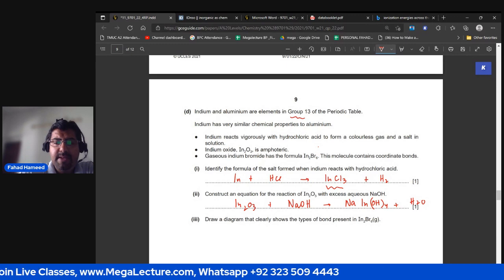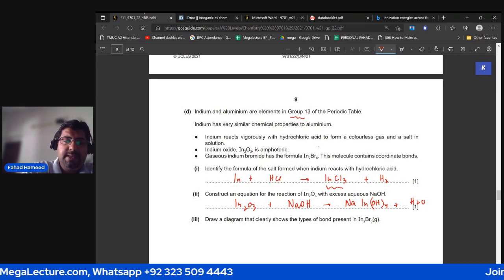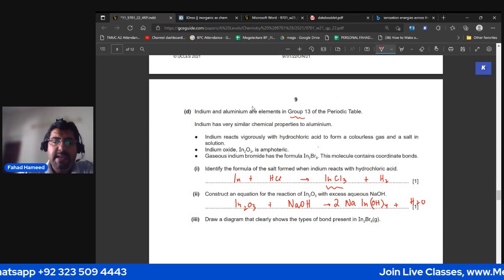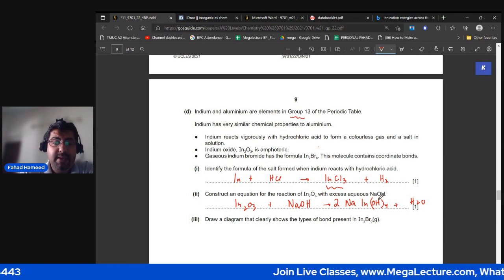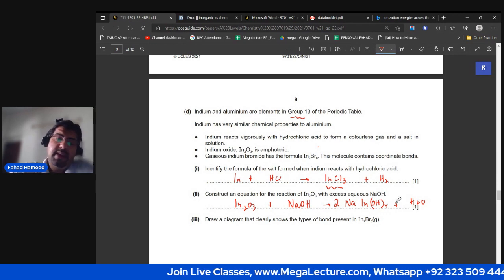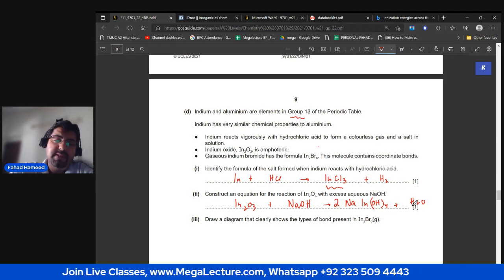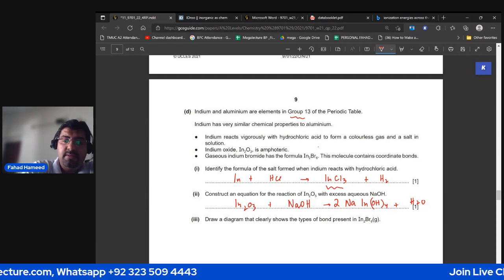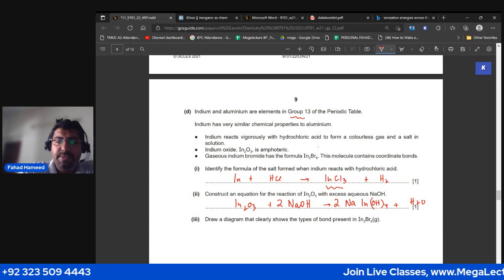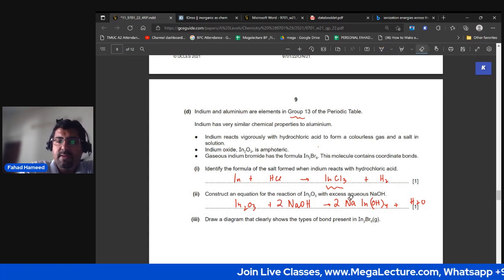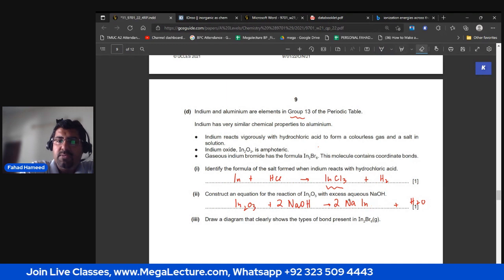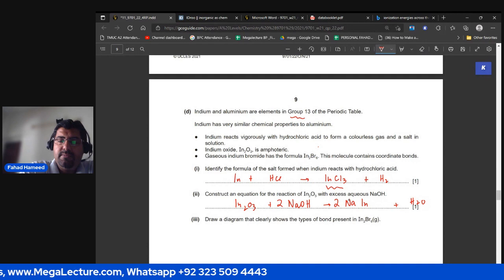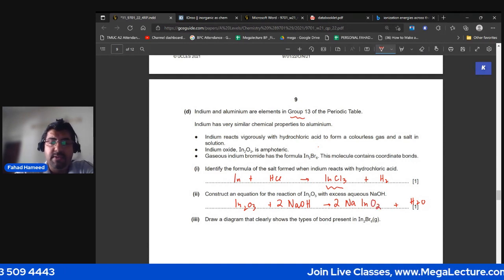So how do you balance this? The first thing is there's going to be two of them. So that's 8 hydrogens here, that is 8, and two over there as well. So there's got to be 2 NaOH. It would be a lot easier if, instead of (OH)4, I use the other one, NaAlO2, if I use this equation.